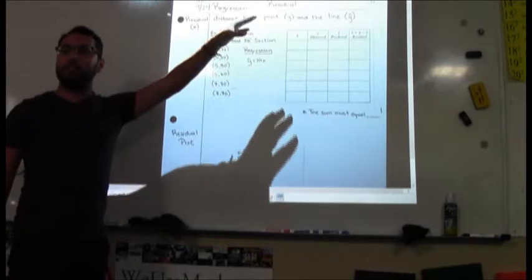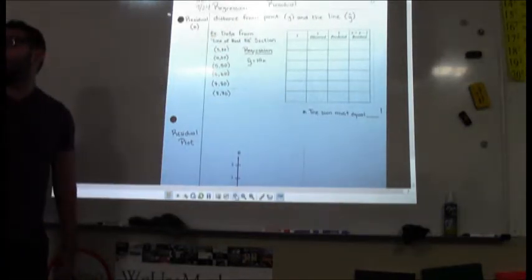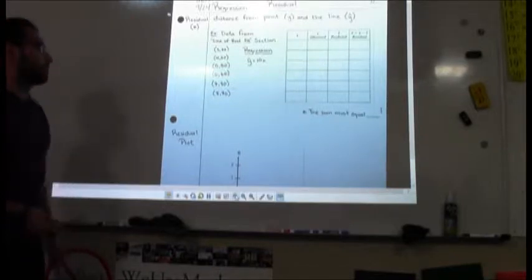What does y hat represent? Oh, wait. The notation. It is the line of best fit, but it's the notation of regression. Okay.